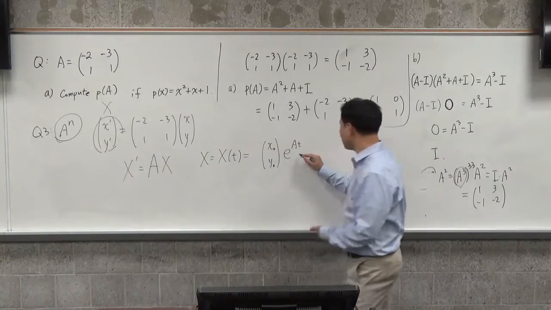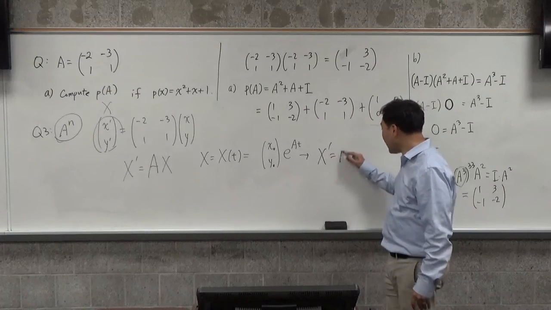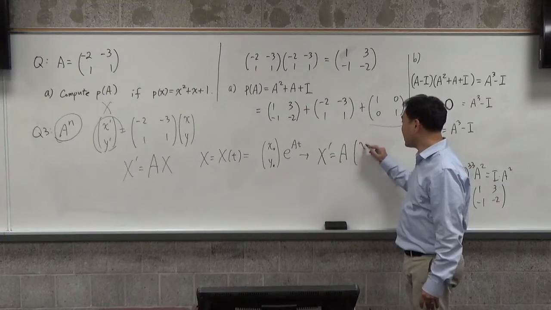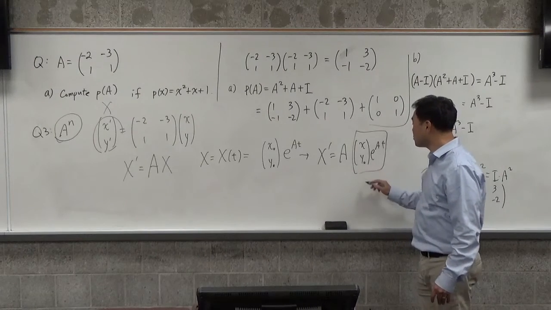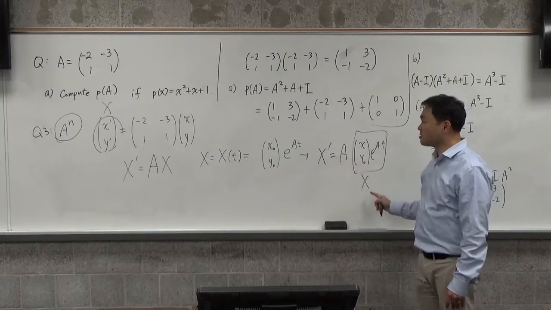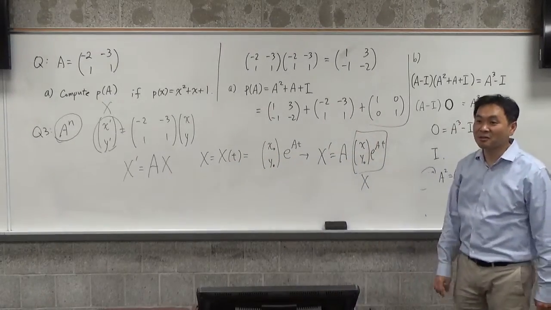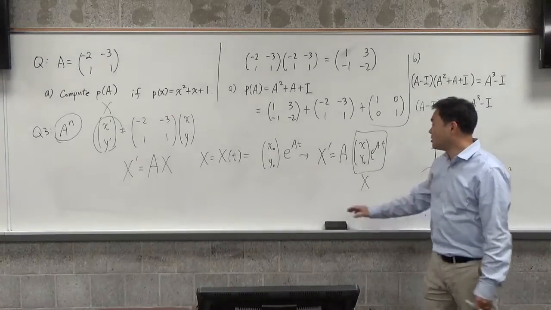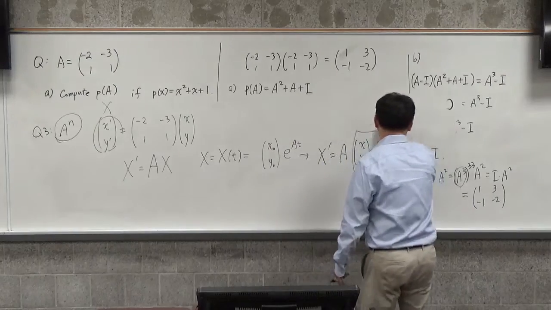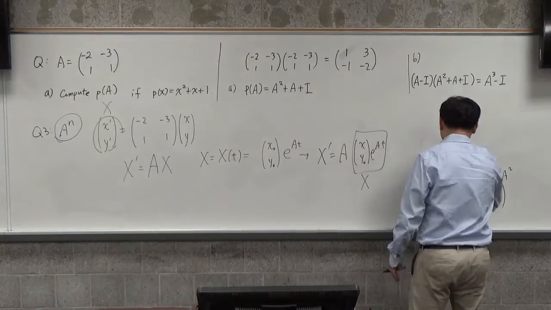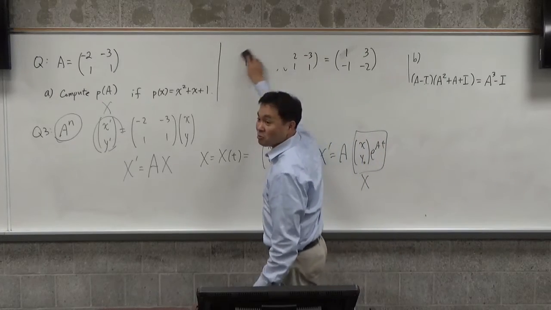If this is true, then x prime really is A times (x0, y0) e to the At, and we decide to call this one x. So it satisfies the original equation. Isn't that right? Okay. So you immediately see that if you know how to take the exponents of matrices, then you can solve systems of differential equations.